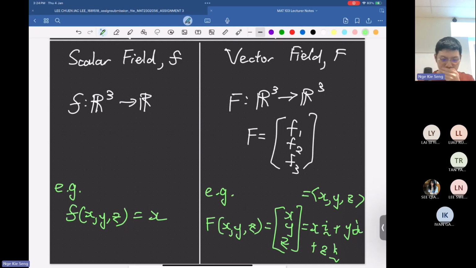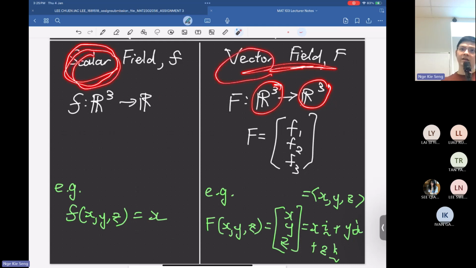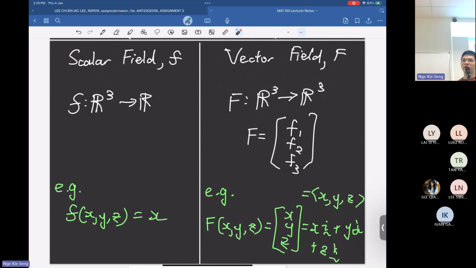Okay. So please keep in mind, what is a scalar field? Give me a point, I give you a number. Vector field: give me a point, I give you a vector. This is suggested by the name, scalar and vector. So the codomain of a vector field is a vector. The codomain of a scalar field is a scalar.